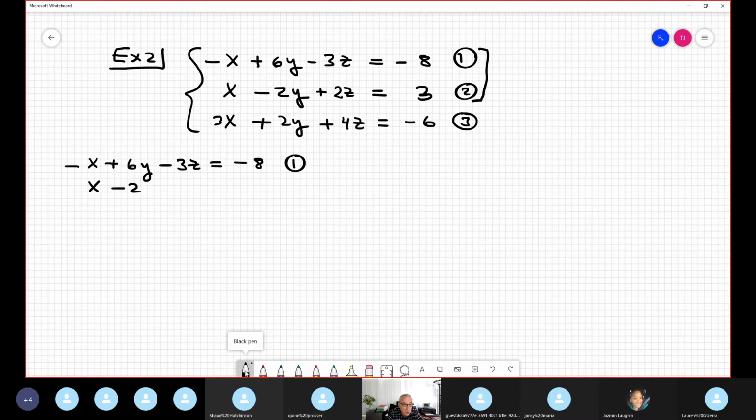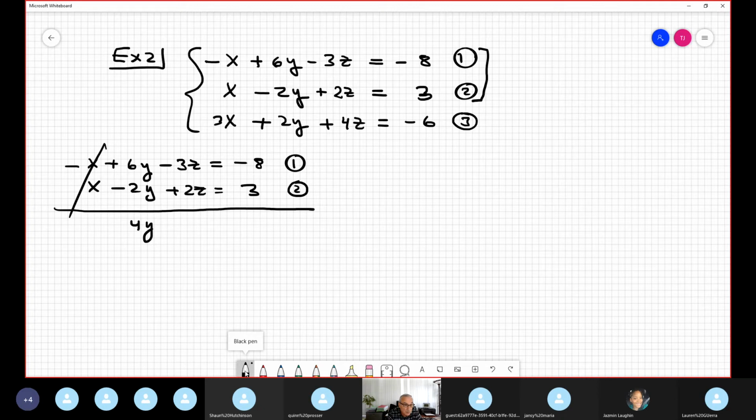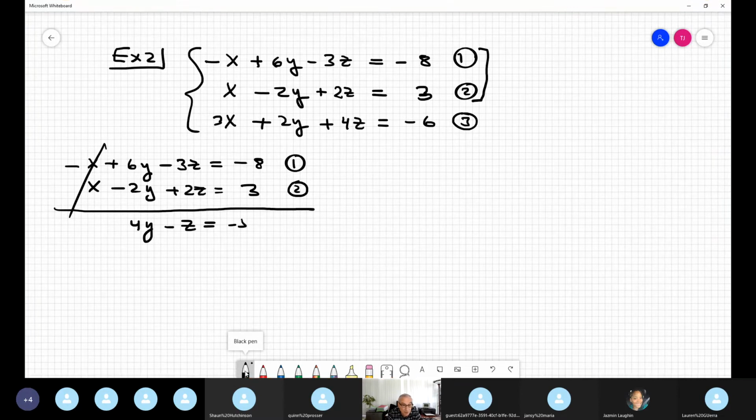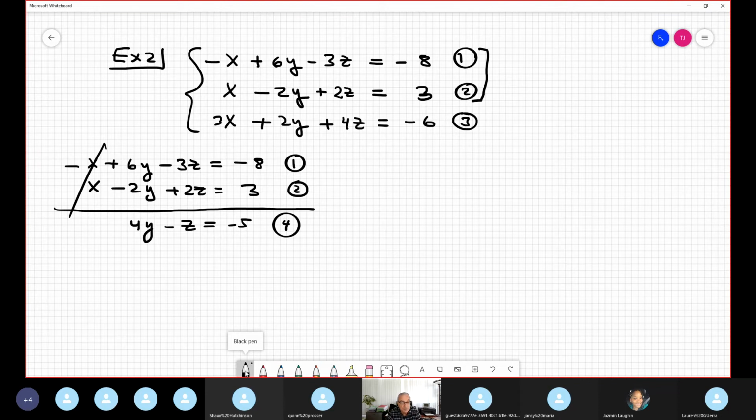And in this case, I assume that equation 1 and equation 2 are ready for elimination, at least the x part. This cancels out. This is 4y, 6 minus 2, and this is minus z, because -3 and +2, and this is equal to -5. That is my equation 4. Super, good.